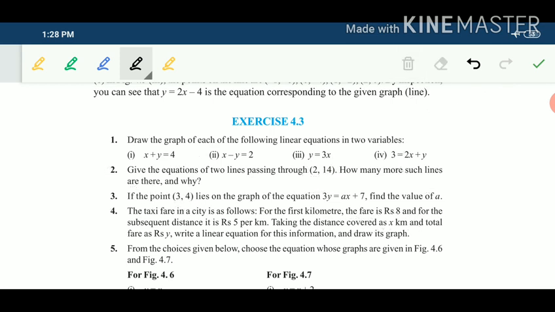Second, they're asking how many more such lines are there. So there are infinite lines which pass through this point.